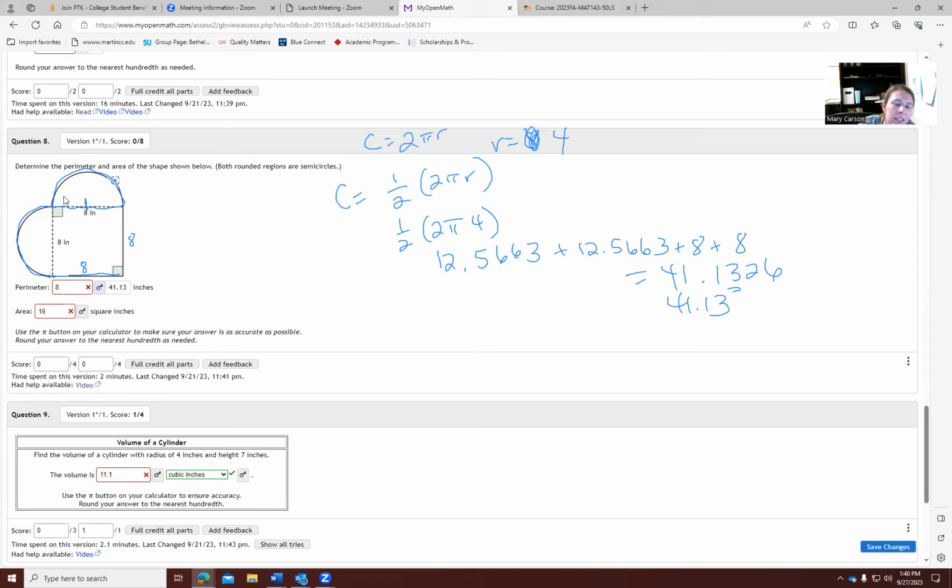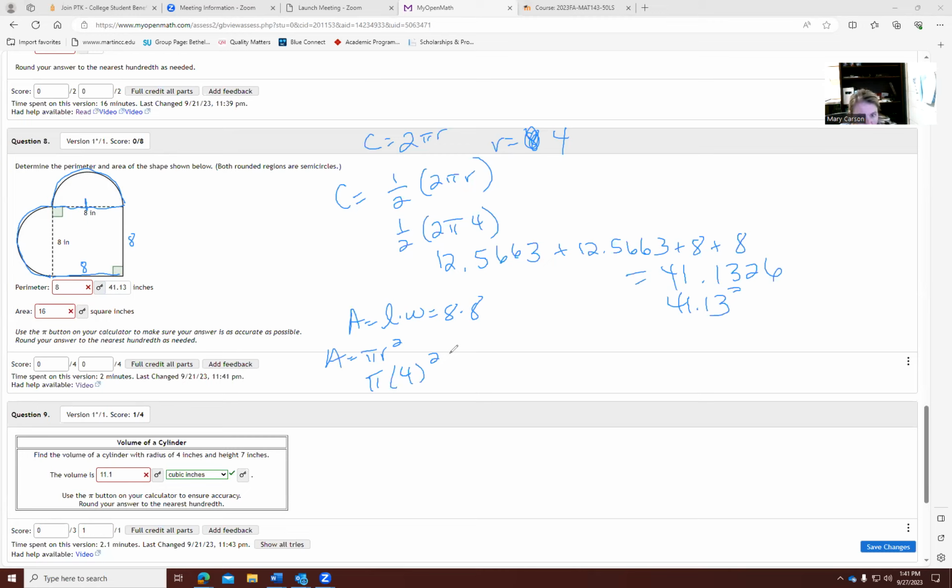And then the area, we would have to do the area of this and then the area of these two. Technically, if you have half of a circle and another half of a circle with the same radius, it's going to be one whole circle. So we just need to find the area of that one circle and the area of the square. The area of a square is length times width, which is 8 times 8. The area of the circle is pi r squared, and our radius is 4, so it'll be pi times 4 squared, which is 16 pi.